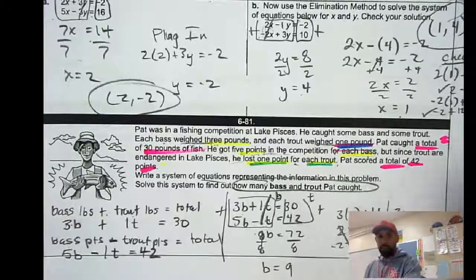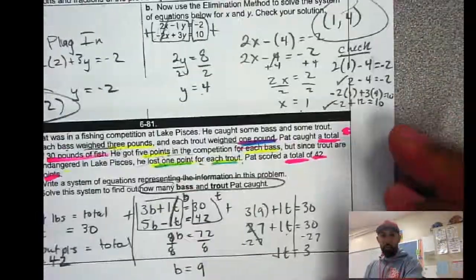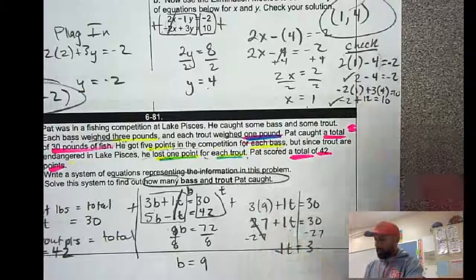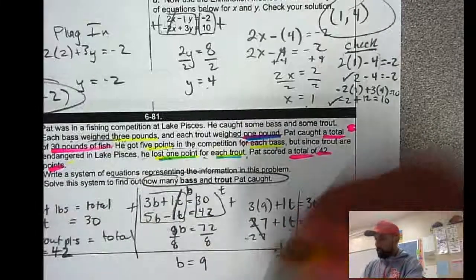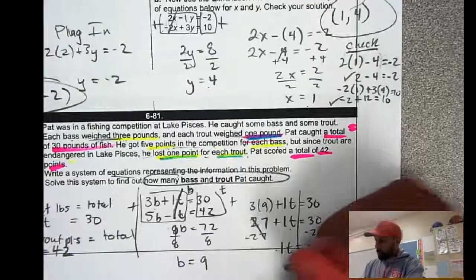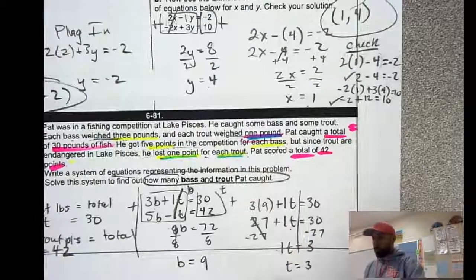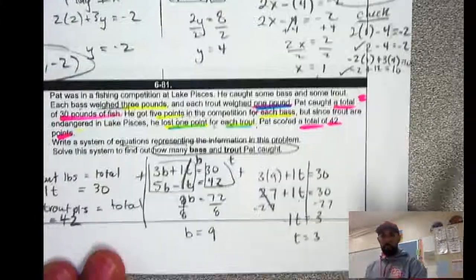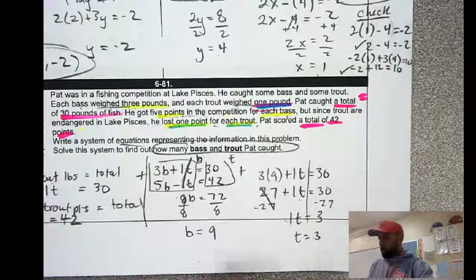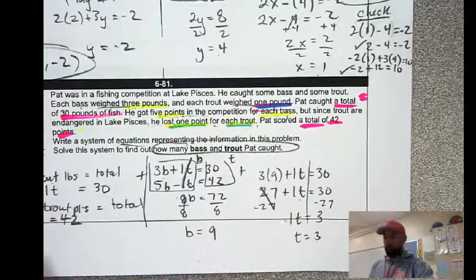Okay, and if it's 1T, sorry, I don't know if you guys can see that. If it's 1T, that's the same thing as T. You don't need to divide by 1. So T equals 3. So that's how many trout and bass there are. But we need to write that out. Don't just put b equals 9 and t equals 3, that doesn't say anything.